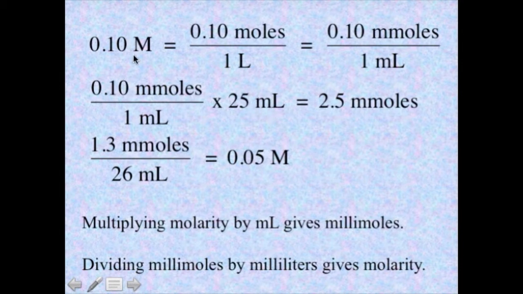If I have molarity expressed as millimoles per milliliter and I multiply by milliliters, I get millimoles. If I have millimoles and I divide them by milliliters, I end up with molarity. So multiplying molarity by milliliters gives millimoles. Dividing millimoles by milliliters gives molarity.